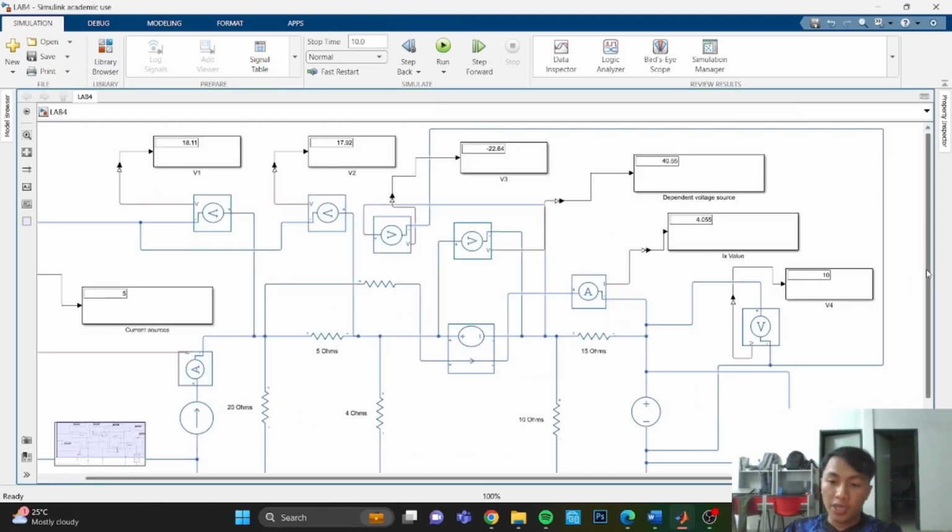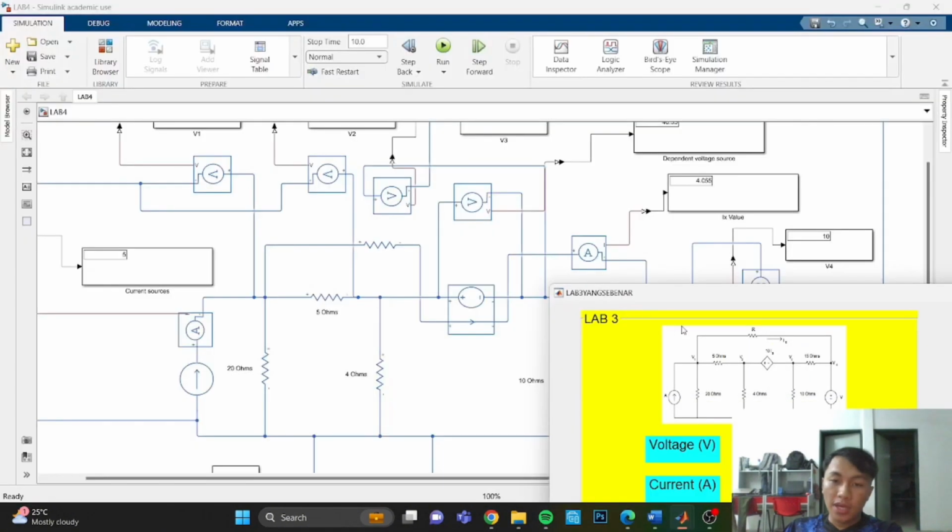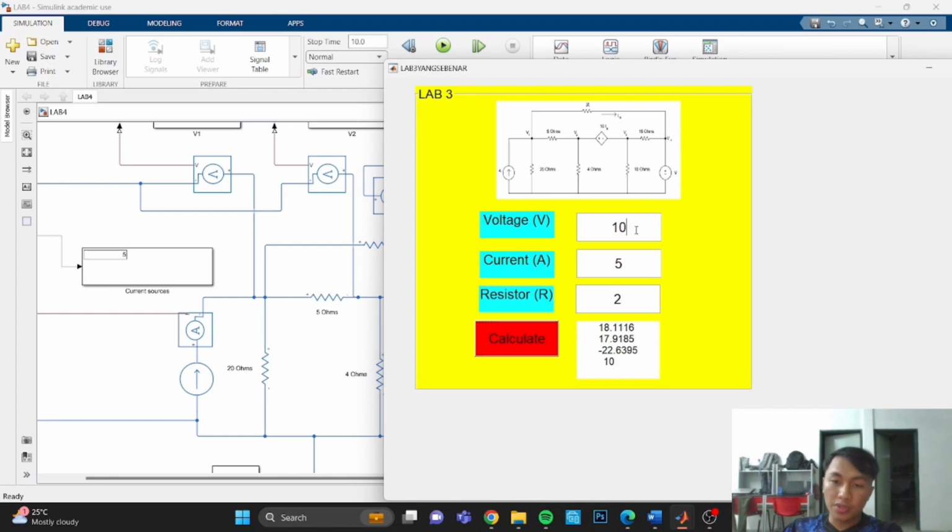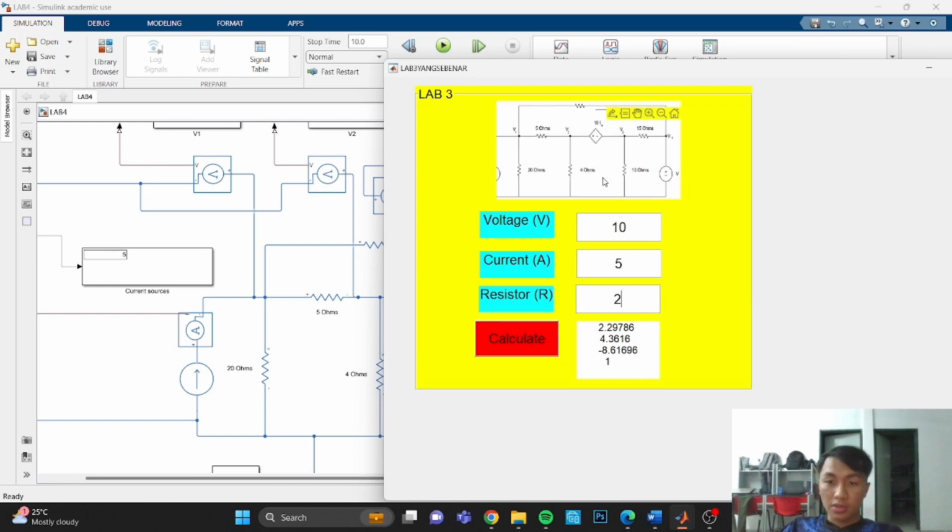So if we solve by the lab 3 code, if we put 10 for voltage, 5 for current, and 2 for resistor, we will get V1 is 18.116, V2 is 17.9185, V3 is negative 22.63, and V4 is 10.